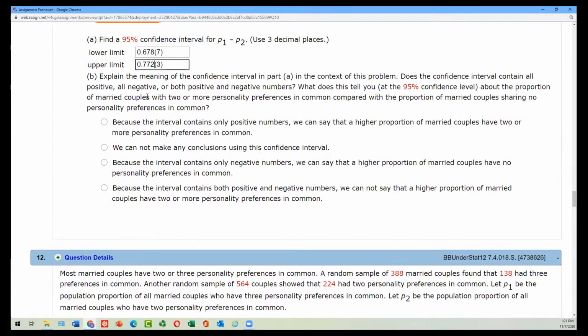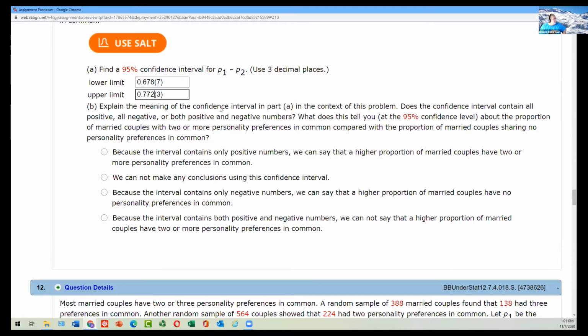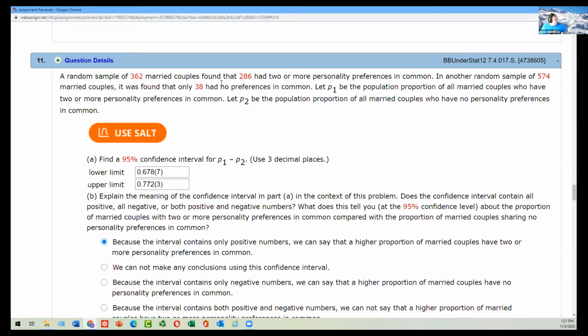Thank you. Okay, now here's one of those stories I was talking about. It's more wordy than it needs to be. Explain the meaning of the confidence interval in part A in the context of this problem. Does the confidence interval contain all positive or all negative numbers? Well, it's definitely all positive. What does this tell you about the confidence? And it goes on and on. So here are the choices. Because the interval only contains positive numbers, we can say that a higher proportion of married couples have 2 or more personality preferences in common. Correct, in this story.